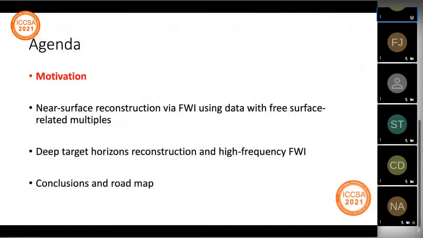This is the outline of my presentation. I start from the motivation, continue with near surface reconstruction using the data with free surface related multiples, and finalize my presentation with deep horizons reconstruction and high frequency FWI.